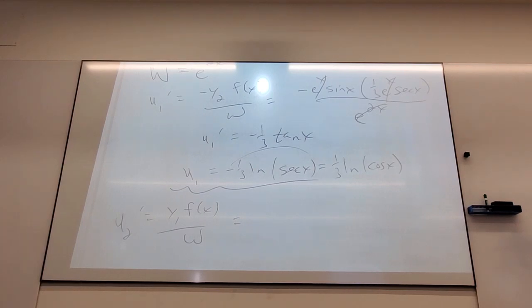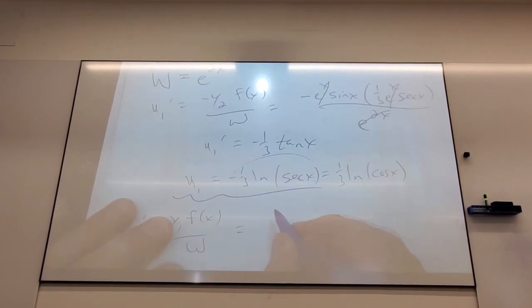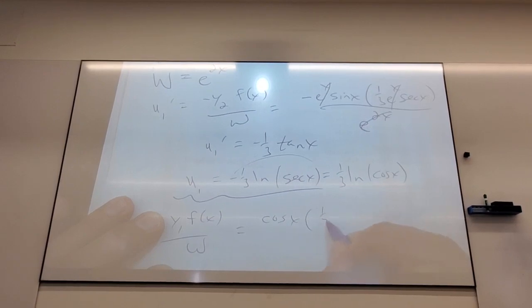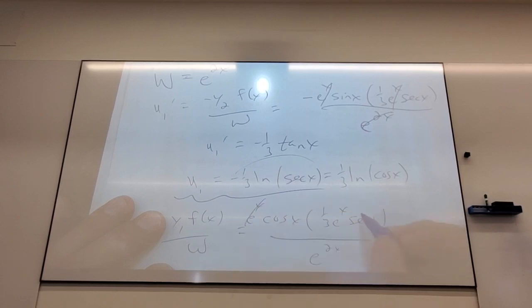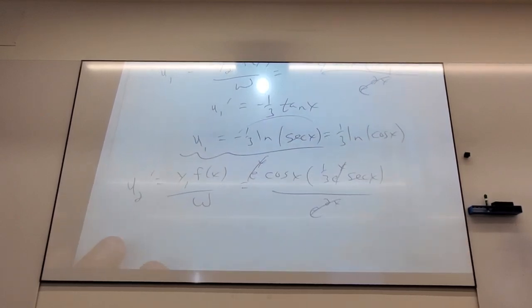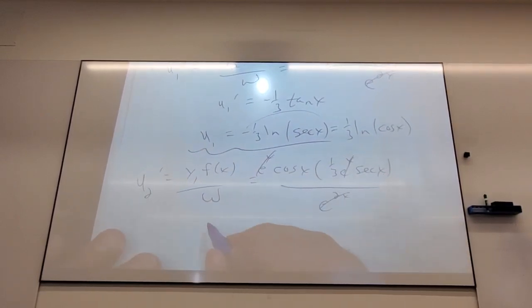Alright, let me see. So y1 for this time is cosine times 1/3 e to the x secant, so something really nice happens there. E's, oops, I left off my e. Yeah, e to the x cosine. So those die. Of course, cosine times secant is 1.